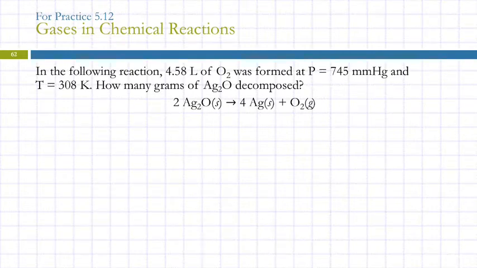So let's do an example. In the following reaction, 4.58 liters of oxygen was formed at a pressure of 745 millimeters of mercury and a temperature of 308 Kelvin. How many grams of Ag2O decomposed? Here's our balanced chemical equation. You heat the silver oxide, and it decomposes into silver and oxygen.